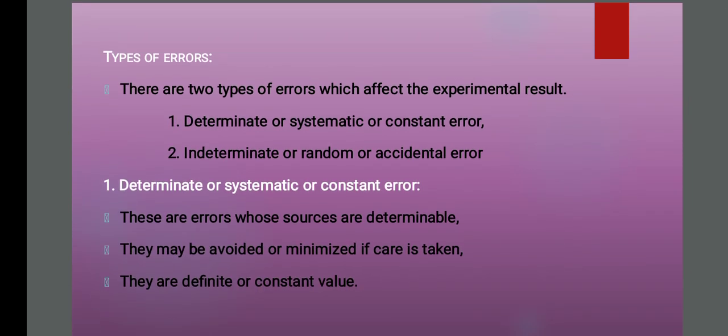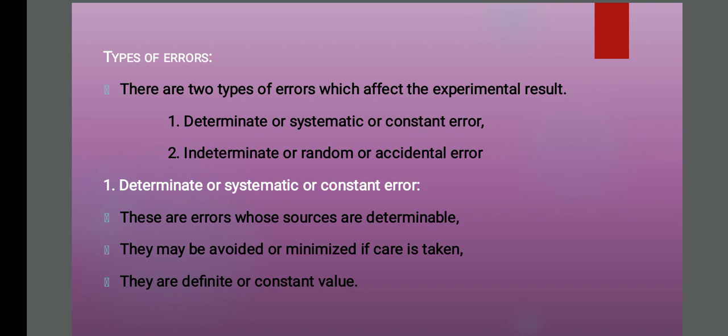Types of errors. So there are two types of errors which affect the experimental result. If you take the experimental result, it is being affected by two types of errors. One is called determinate or systematic or constant error. Commonly it is called systematic error. And the second one is indeterminate or random or accidental error. So there are two types of errors, determinate error and indeterminate error. We can see them one by one.